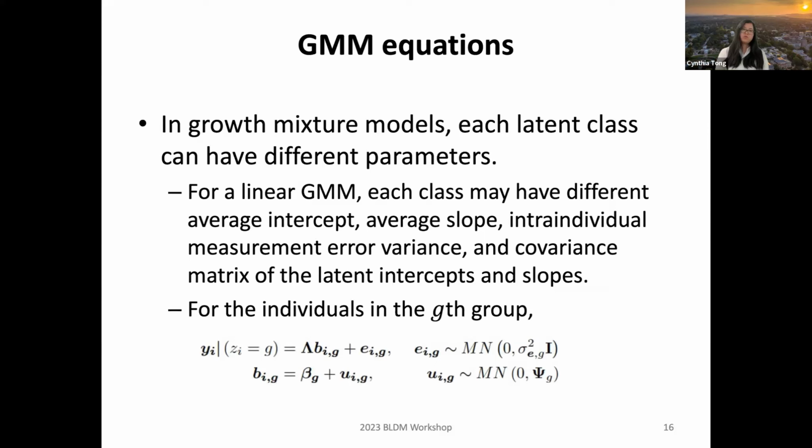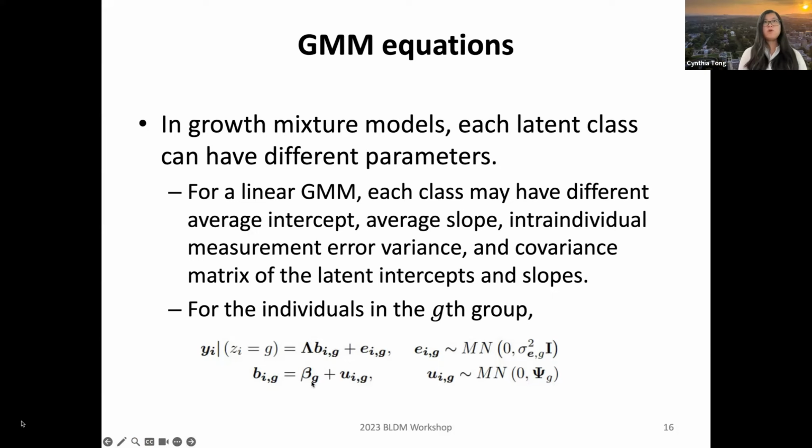Okay. The growth mixture model equations are very similar to the growth curve models. If you see the equation here, you probably think, oh, it seems like they are just the same as what we saw in part 1 when I showed you the equations for growth curve models. The only difference is that each of the model parameters now has a subscript g, which represents the parameter values for the g-th group. In growth mixture models, each latent class can have different parameters, and that's just indicated by this g. For example, if g equals 1 or 2, group 1 or group 2, these values could be different.